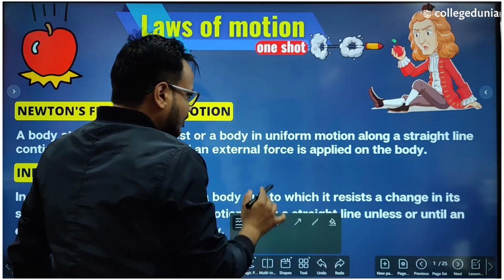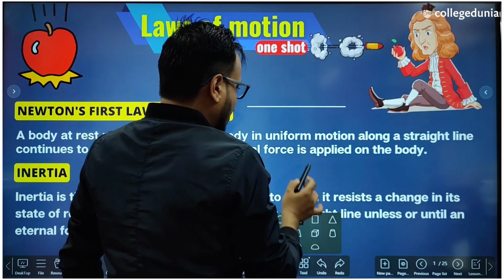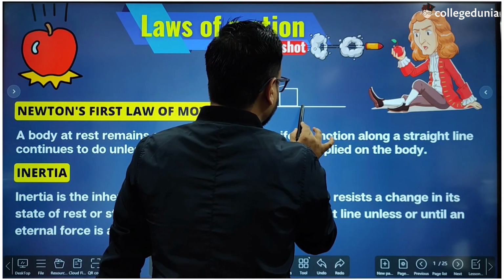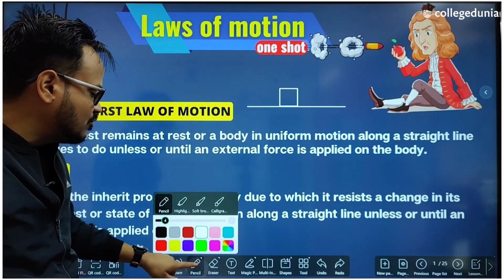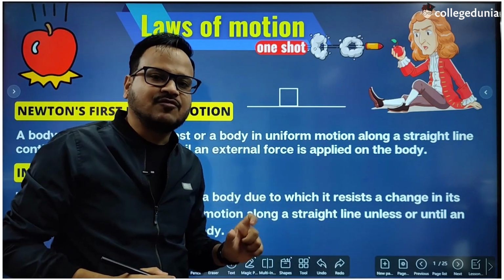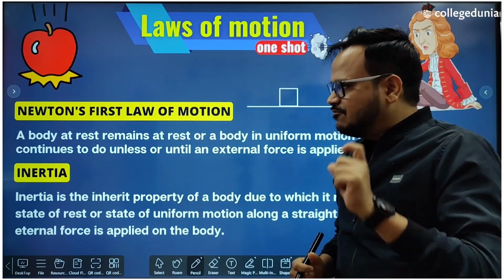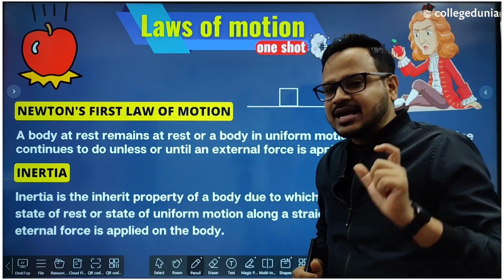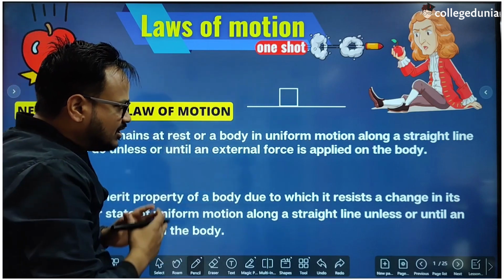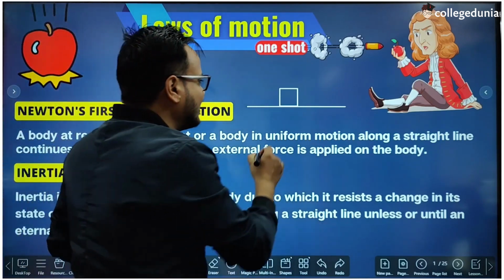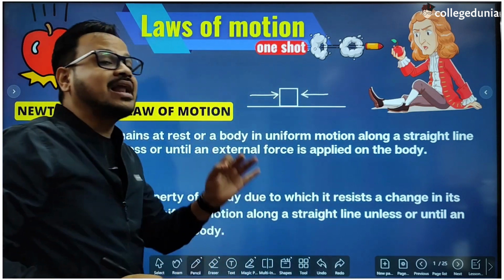Now let's take an example. If I ask you that a block is moving on this surface with a constant velocity. This means that the net force acting on this block is 0, because if there is a net external force acting on the block, then it cannot move with a constant velocity. If it is given that this block is moving with a constant velocity, then it is necessary that the total forces acting on this block are balanced.